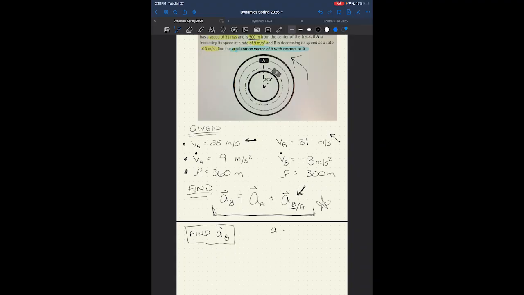I know from my equation sheet that acceleration in terms of normal and tangential coordinates is v dot u hat t plus v squared over rho u hat n.